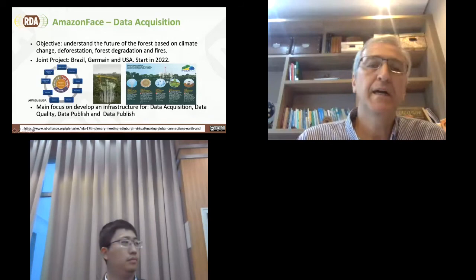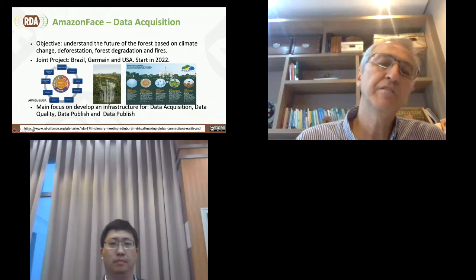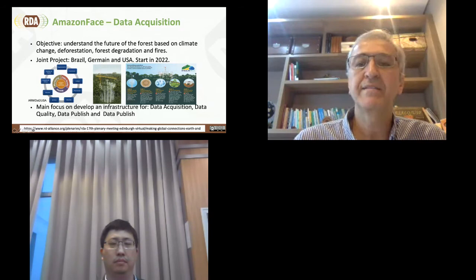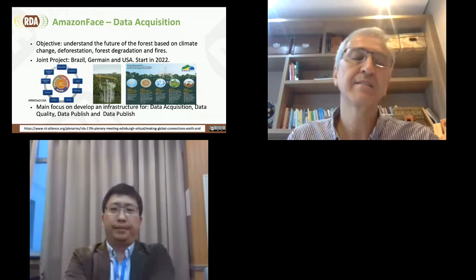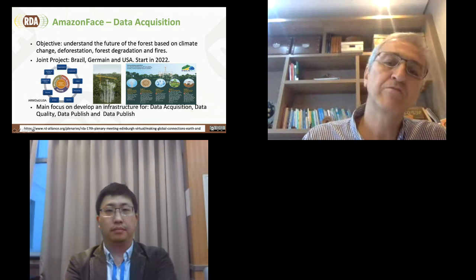This is a joint project between Brazil, Germany, and USA. We are going to start next year. The objective of this project is to understand the future of the forest based on climate change, deforestation, forest degradation, and fires. This project will create this infrastructure. This is a great lab infrastructure to understand, for example, the aerosols and the whole ecosystem involved in the forest.